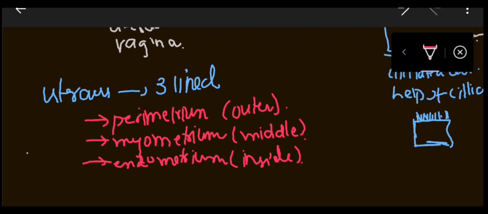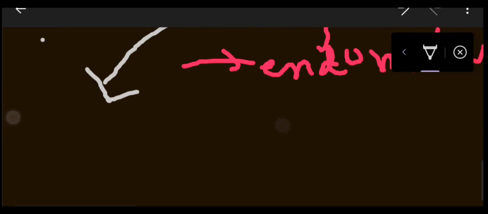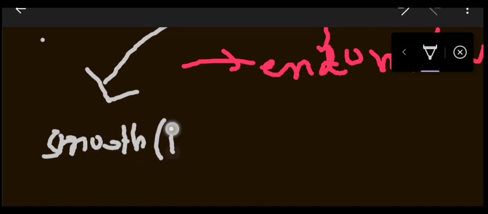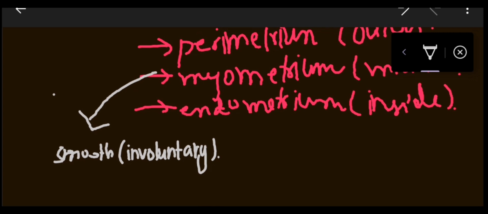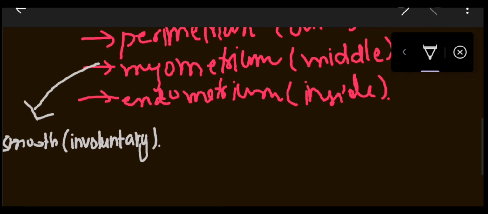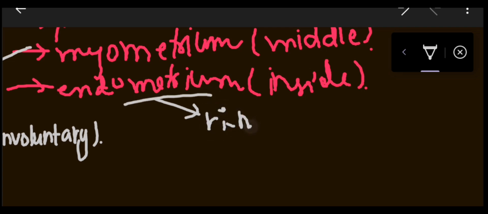From these three, the myometrium is basically smooth muscle, and this is involuntary muscle. Smooth and involuntary muscle is known as myometrium. After that, the endometrium plays the main function. It supplies blood vessels. This endometrium is rich in blood vessels.